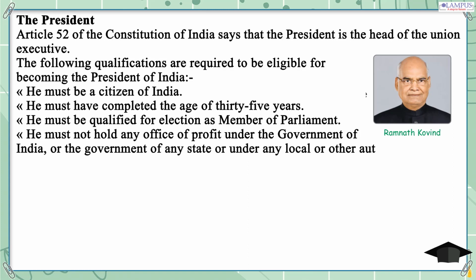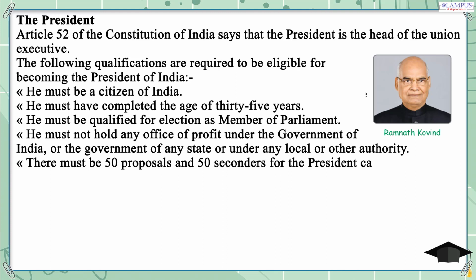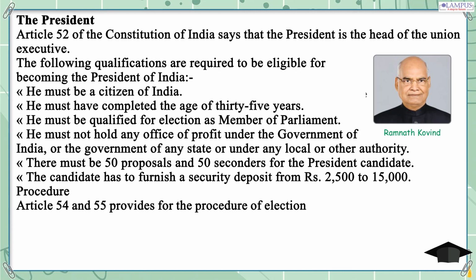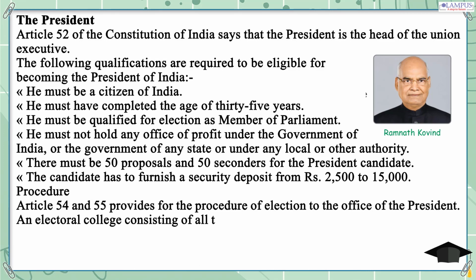There must be 50 proposers and 50 seconders for the presidential candidate. The candidate has to furnish a security deposit from 2,500 rupees to 15,000. Procedure. Articles 54 and 55 provide for the procedure of election to the office of the President. An electoral college consisting of all the elected MLAs and MPs elects the President.